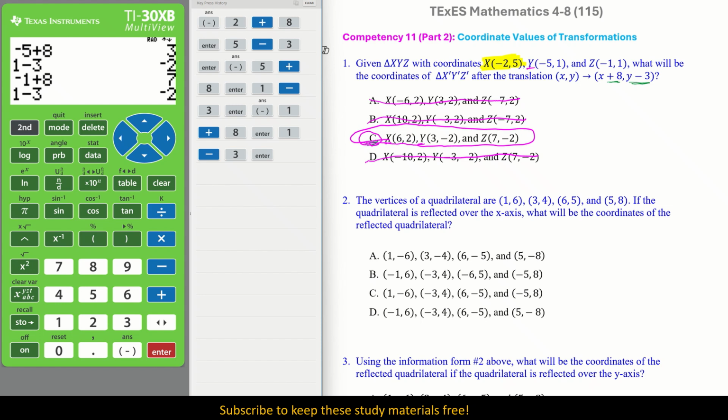All right, let's look at number 2. The vertices of a quadrilateral are (1, 6), (3, 4), (6, 5), (5, 8). If the quadrilateral is reflected over the x-axis, what would be the coordinates of the reflected quadrilateral?